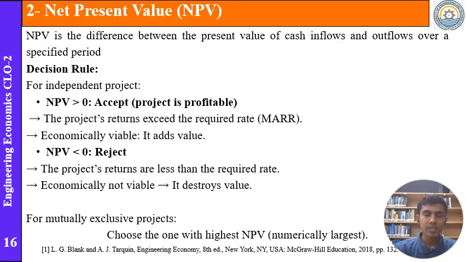Now, what is net present value? It is basically the difference between the present value of the cash inflow and the outflow. So what is the decision rule for an independent project? Suppose we have an independent project. If the net present value of that project is greater than 0, then we can accept that project. And if its net present value is less than 0, then we can reject that project. For mutually exclusive projects, we have to select the project whose present value is the numerically largest number.